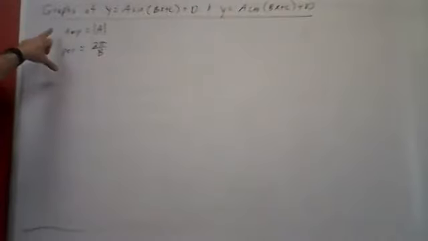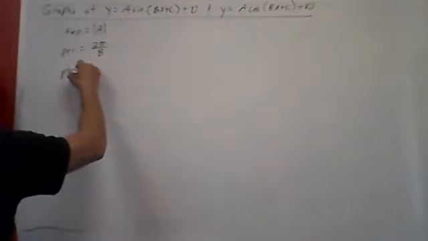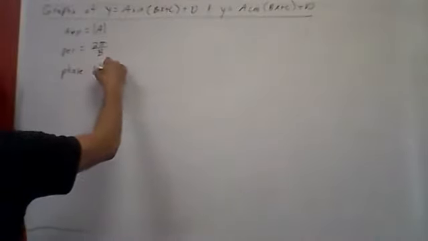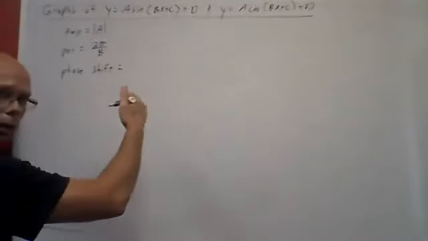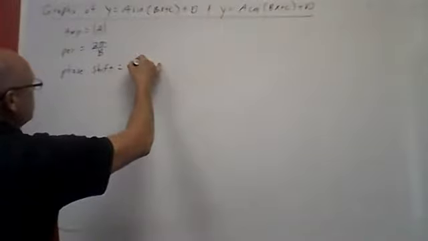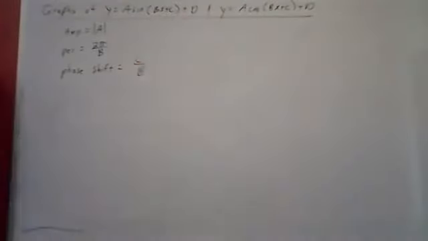All right, amplitude is still going to be the same as last time: absolute value of a. Period is still going to be the same as last time, 2 pi over b. Now we have some other stuff called the phase shift. All they mean there is left and right, okay? That's going to be c over b, so you take that c value divided by b.